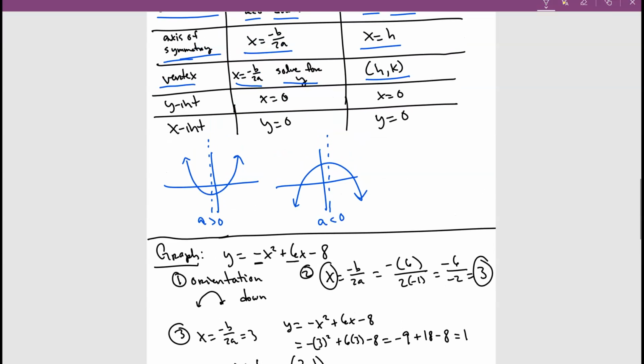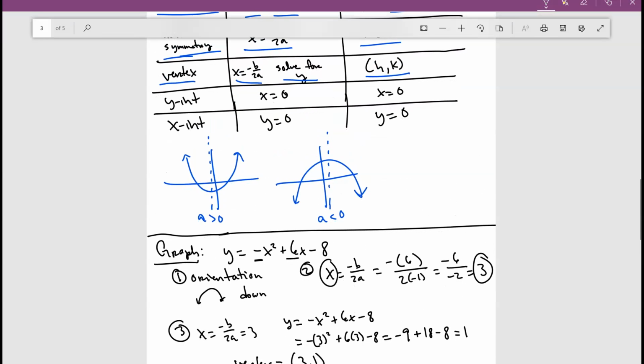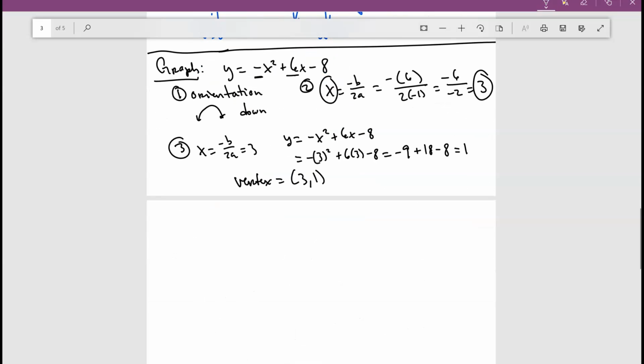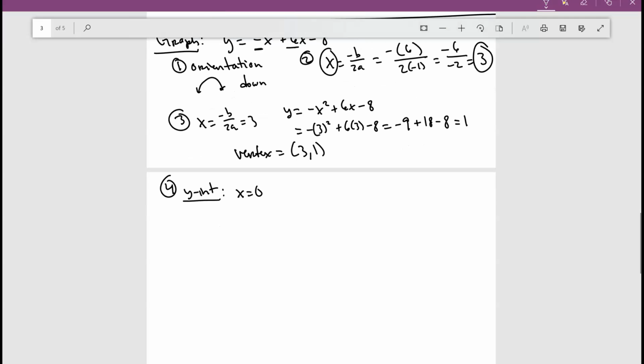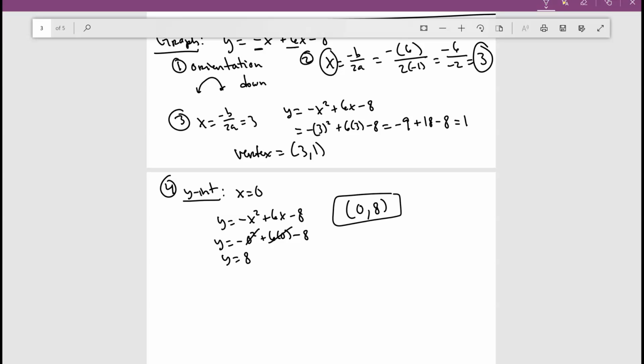Okay, so now I have my vertex. The next thing is to find the y-intercept. So it's going to be number 4, the y-intercept. And in order for me to find the y-intercept, I set x equal to 0. Okay, so I have y is equal to negative x squared plus 6x minus 8. Set x equal to 0. Negative 0 squared plus 6 times 0 minus 8. This goes away, so y equals negative 8. So my answer is going to be 0, negative 8. This is my y-intercept.